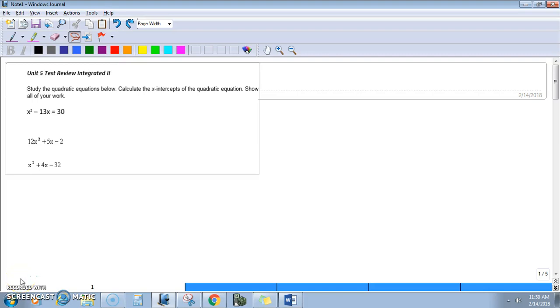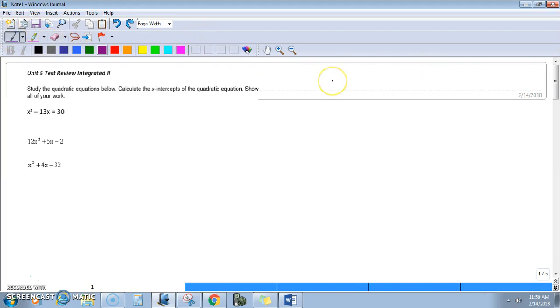All right, you guys, so the first question on our test review says, study the quadratic equations below. Calculate the x-intercepts of the quadratic equation. Show all of your work. I know if it's asking for the x-intercepts, it's asking for the solutions.